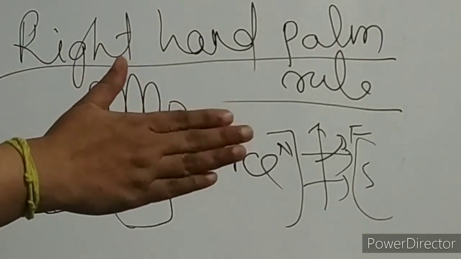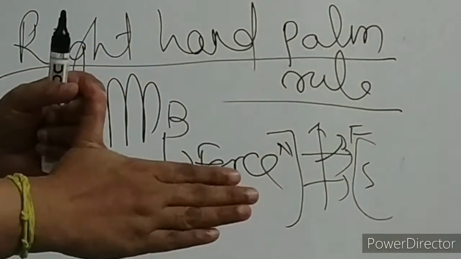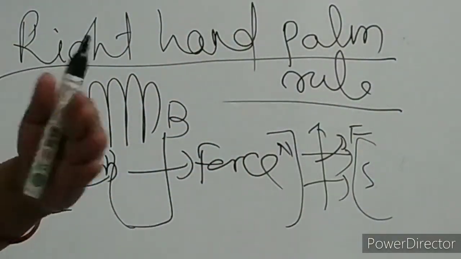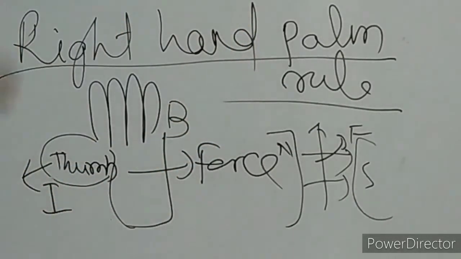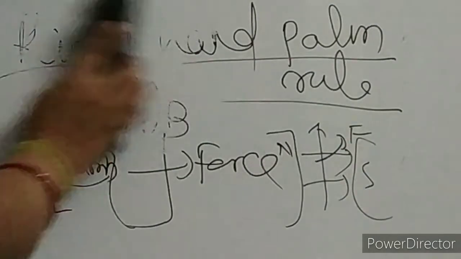Fingers in the direction of the magnetic field. Thumb in the direction of the current. And your palm direction: in which way the palm faces, that is the direction of the force. Let us see another example of how it is helping us.